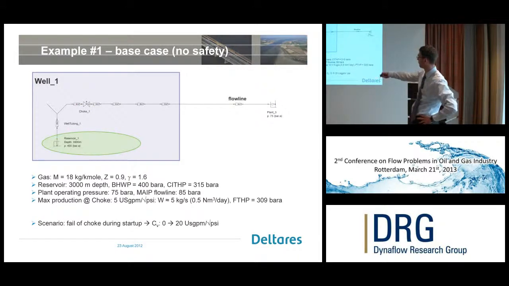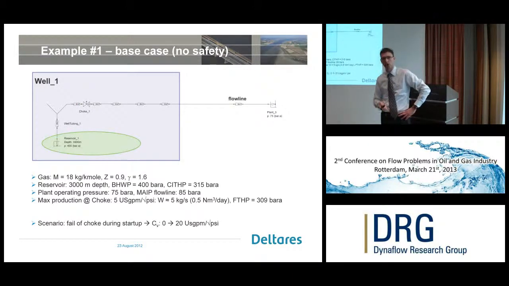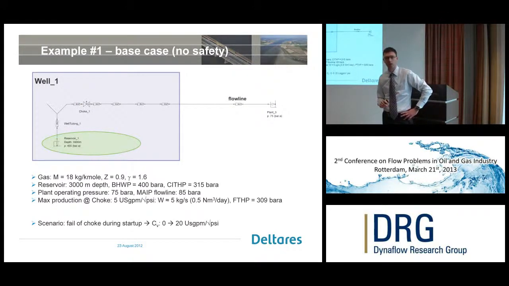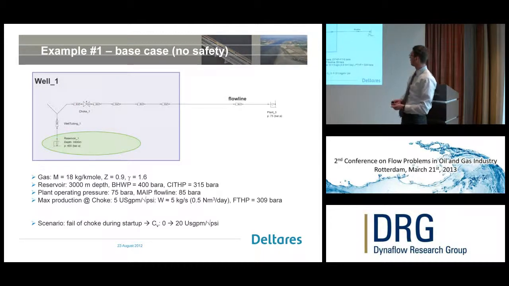The gas is like this: it has 18 kilograms per kilomole, which is comparable to Groningen gas. Compressibility of 0.9 and a gamma of 1.6. These are values which I've often seen during projects. The plant operating pressure is 75 bara, and the maximum allowable pressure of my flow line is 85 bara.